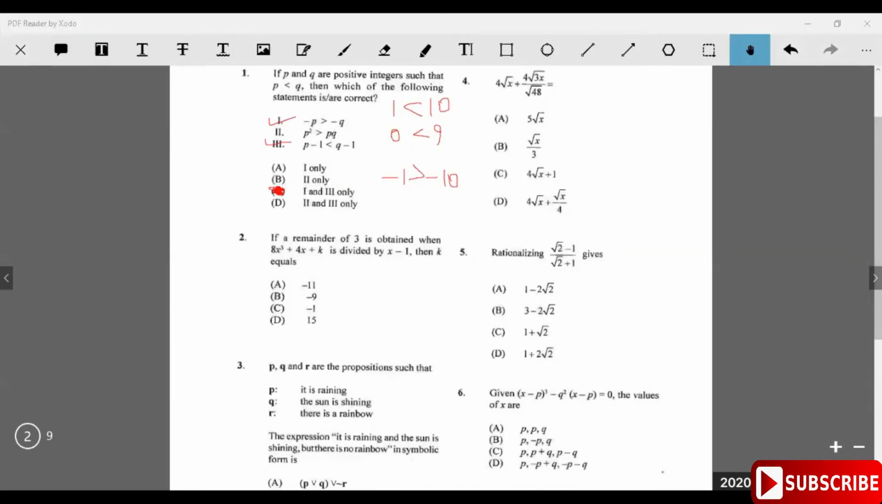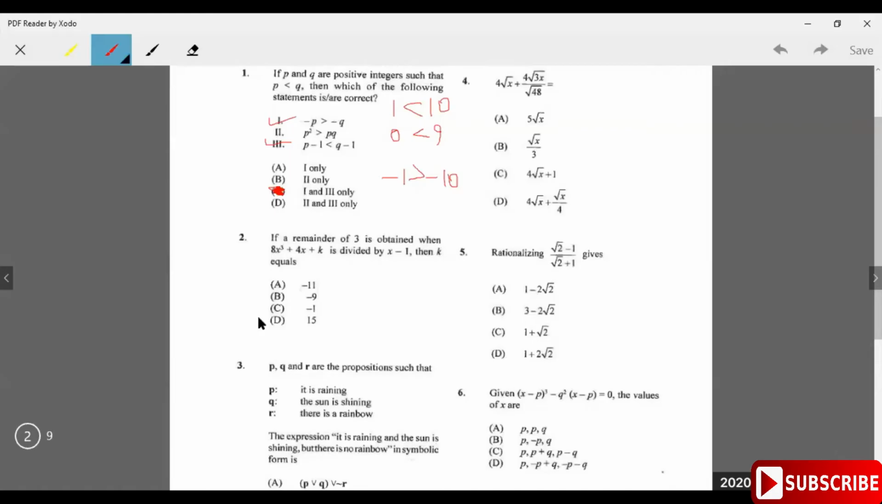Now question 2. For some reason it looks a little bit dark for me. Let me try turn up the brightness. All right, that looks fine.